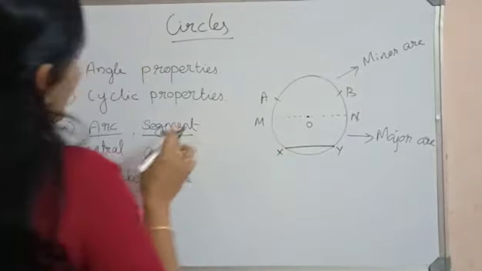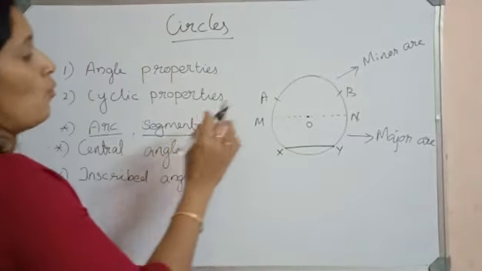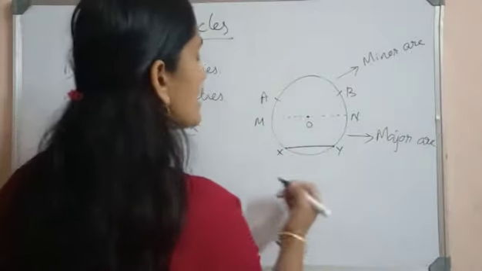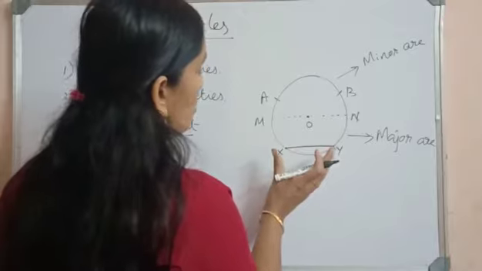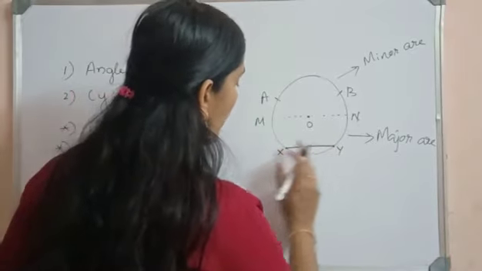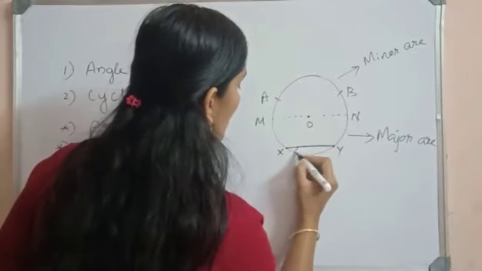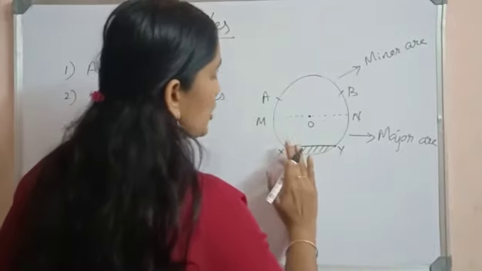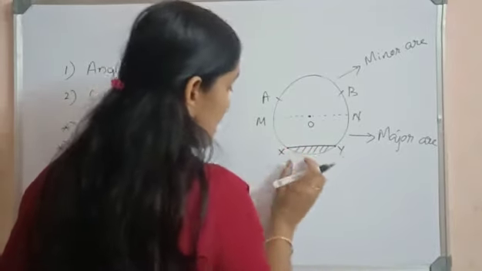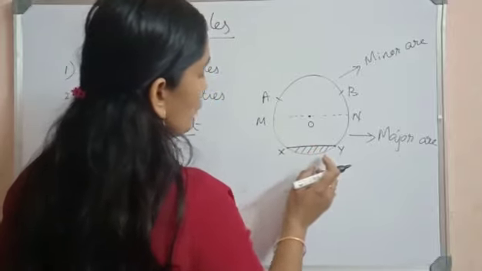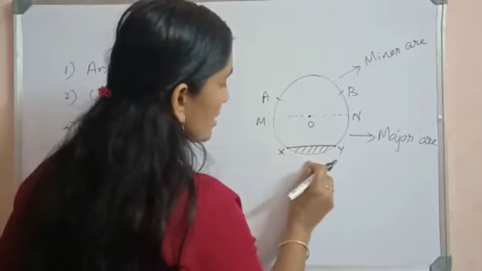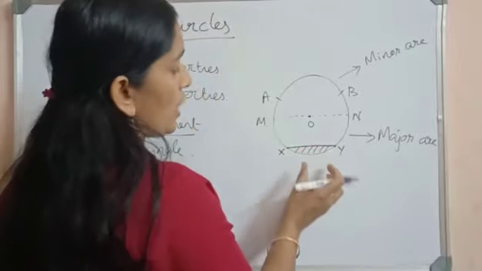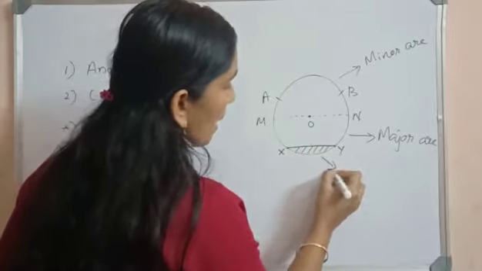Now, the next is the segment. What is a segment? A segment is the part of a circle bounded by a chord and an arc. If you consider the chord XY, the shaded portion here is the segment. And you can see this is the minor arc. Arc XY is the minor arc. Therefore, this particular segment is the minor segment.